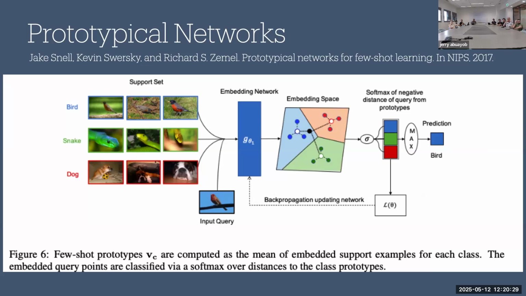And of course, we have a neural network. We call it an encoder, an embedding network. It can be a convolutional neural network, a ResNet, whatever we want. And our task is, given the input query, we need to classify it depending on the classes that we have. So over here in the illustration, the input query is a bird. So we need to classify it as a bird.